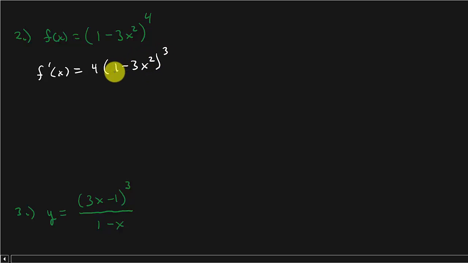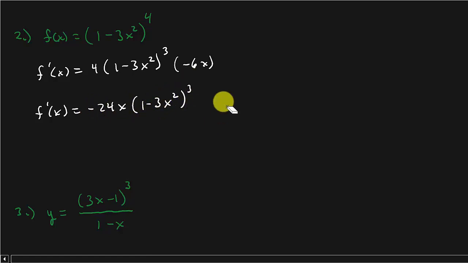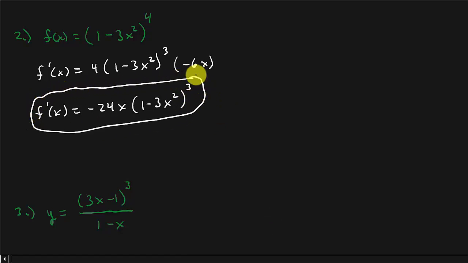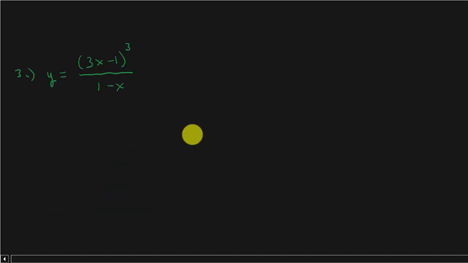So the derivative of 1 is 0, the derivative of negative 3x squared is negative 6x. And so I get f prime of x is equal to negative 24x times 1 minus 3x squared, cubed. And there's your answer. All right. Let's look at another one.